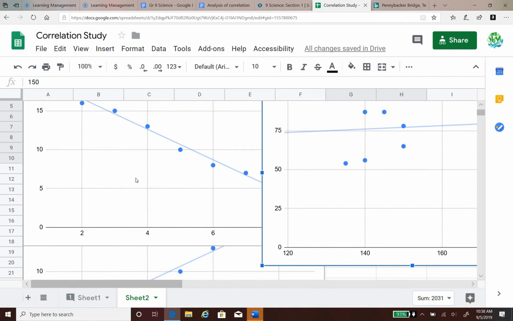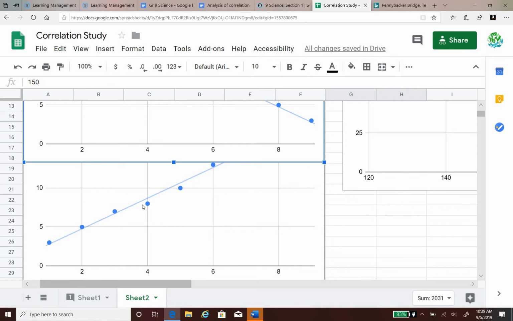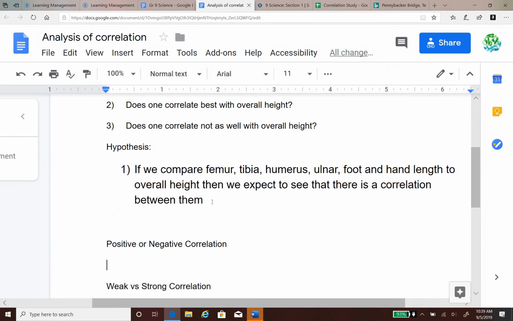If you look at the first two examples, what do you see? You see that the dots are very close to the line. There's a very, very strong correlation between the two data sets. So if we go back to our question, we can be a little bit more descriptive in this hypothesis. We could say if it's positive or negative, and then we can say if we think it's weak or strong. Let's add those two words. Positive or negative, and then weak or strong.